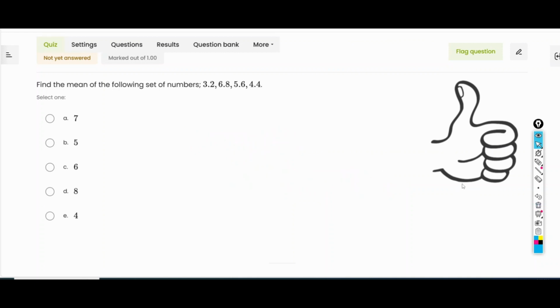Okay, the next one says, find the mean of the set of numbers. All right, so we calculate the mean by finding the sum of all the terms divided by the number of terms. So that would be 3.2 plus 6.8 plus 5.6 plus 4.4, divided by how many terms we have: 1, 2, 3, 4 terms.